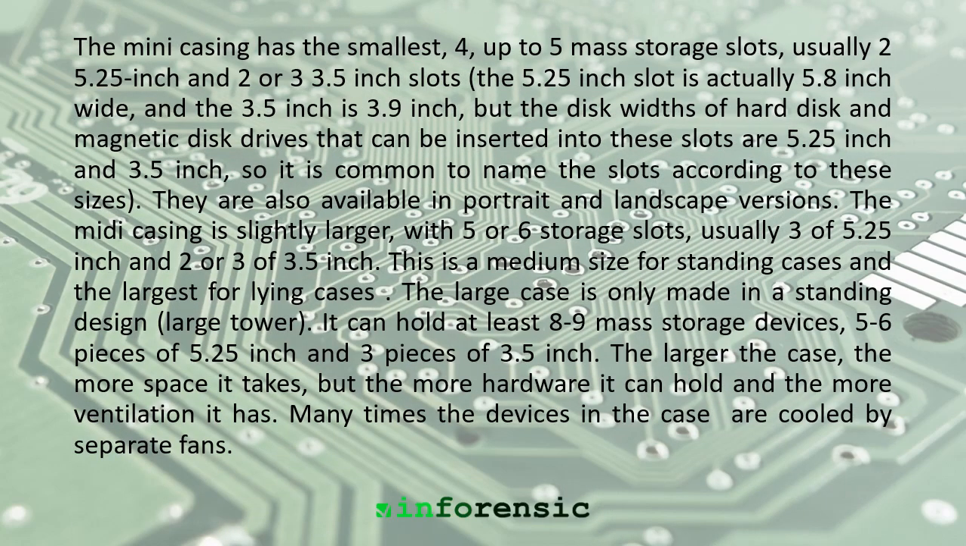The mini casing is the smallest, with 4 up to 5 mass storage slots, usually two 5.25-inch and 2 or 3 3.5-inch slots. The 5.25-inch slot is actually 5.8 inches wide, and the 3.5-inch is 3.9 inches, but the widths of the hard disk and magnetic disk drives that can be inserted into these slots are 5.25 inches and 3.5 inches, so it is common to name the slots according to these sizes. They are also available in portrait and landscape versions.